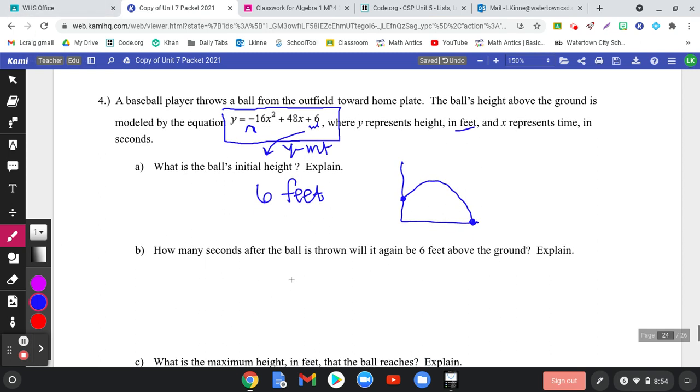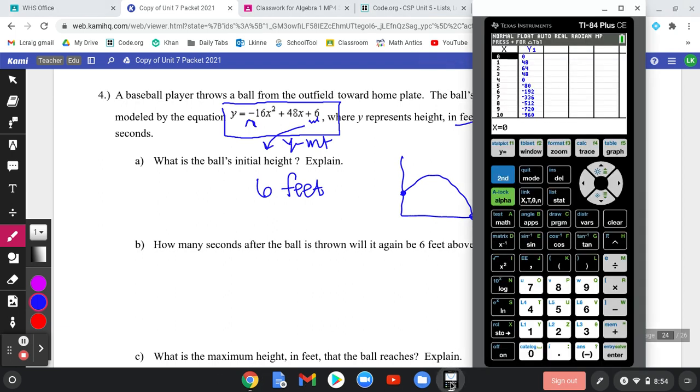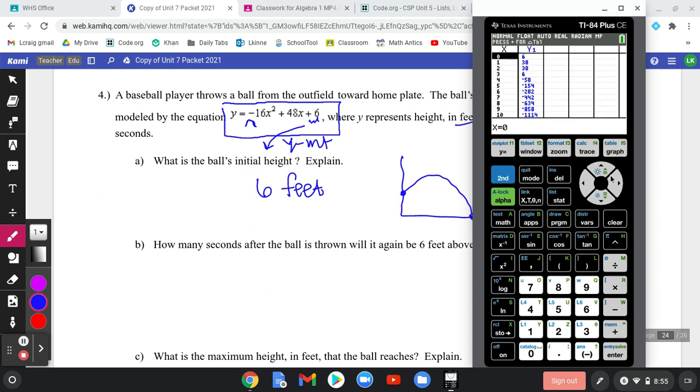How many seconds after the ball is thrown will it again be 6 feet above the ground? Well, why don't we check out our table? Let's start there. Negative 16. And I know this video is a little bit longer, but instead of 2, I figured I would just do 1. 48x plus 6. All right, so let's take a look at the table. I see negative 58, right here, 0, 6. I'm going to copy this table down, actually. So we have x and y again.